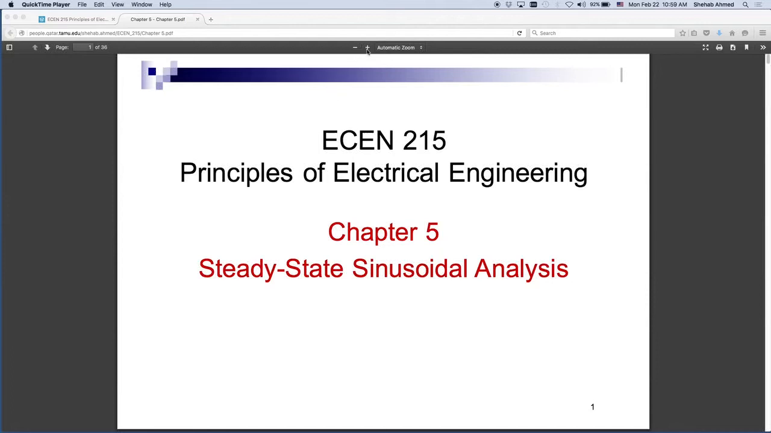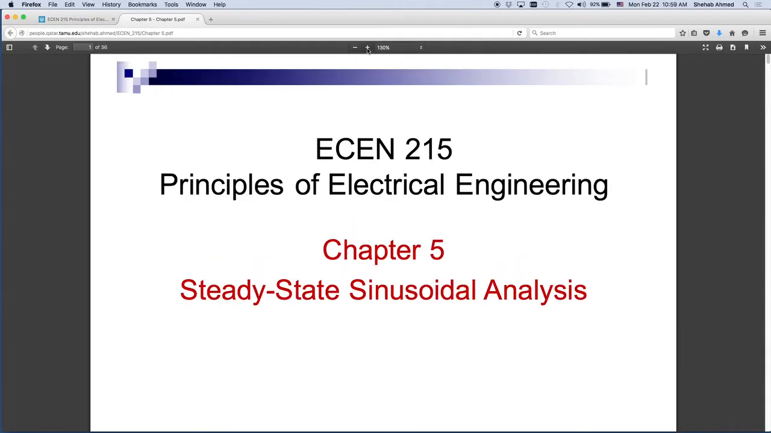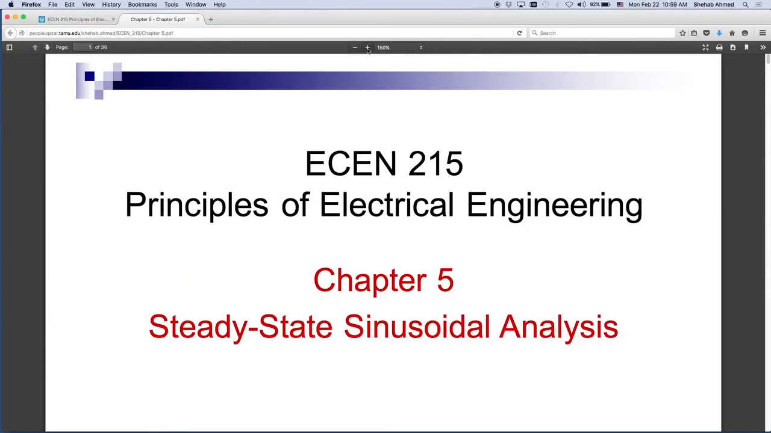Okay, so last class we wrapped up the transient analysis part, chapter 4, and we're starting chapter 5, which is steady state sinusoidal analysis. In the last chapter, in the transient analysis, we introduced the idea of the decay of a waveform, or the rise and fall times of waveforms across voltages, across capacitors and through inductors, etc., right?